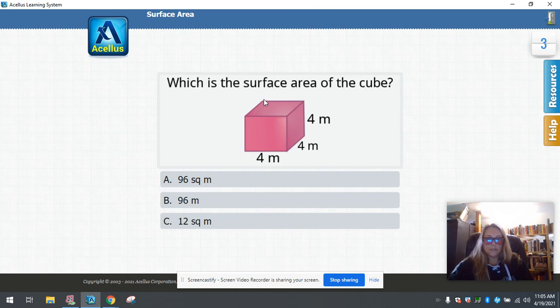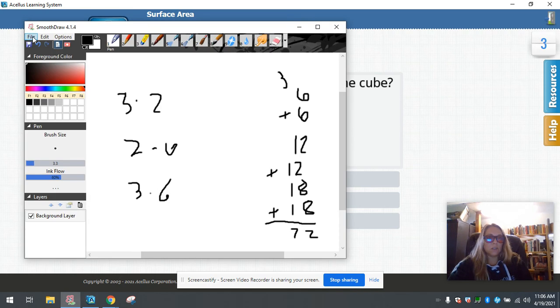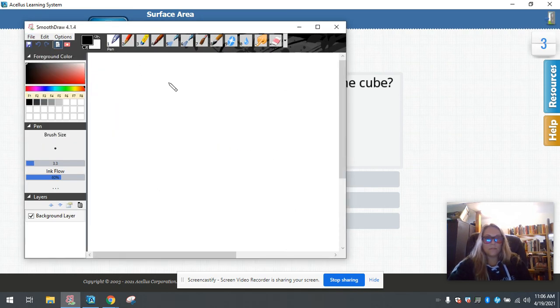What's the surface area of the cube? Okay, well, it looks like all of the squares are the exact same size. It's going to be 4 by 4, and it's going to be 6 sides like that. So I'm just going to go ahead and find the area of one of them by doing 4 times 4. If I do that, I get 16. And all sides' areas are going to be 16.